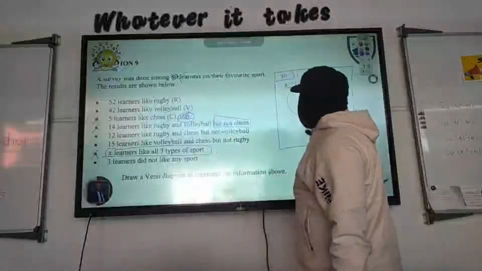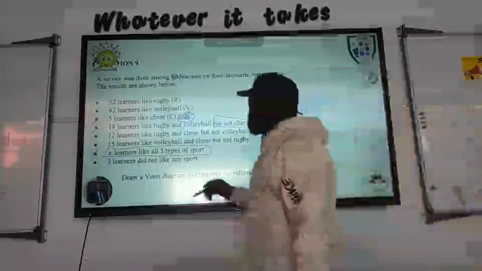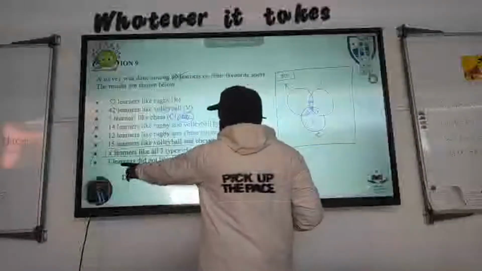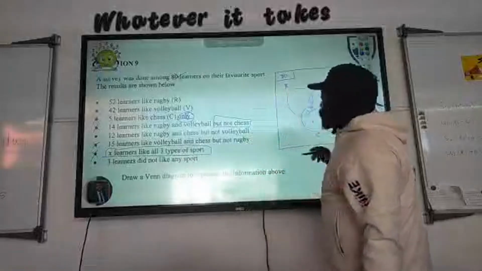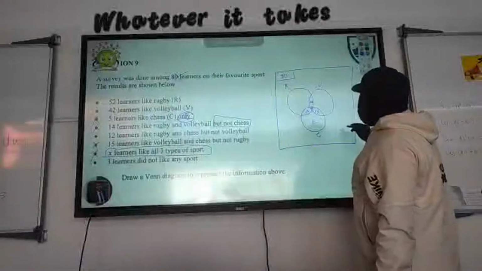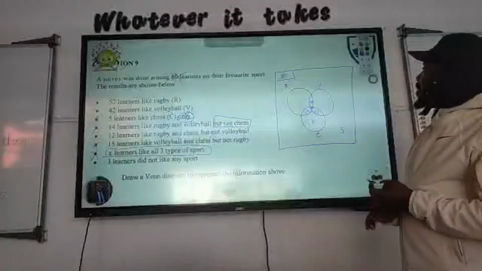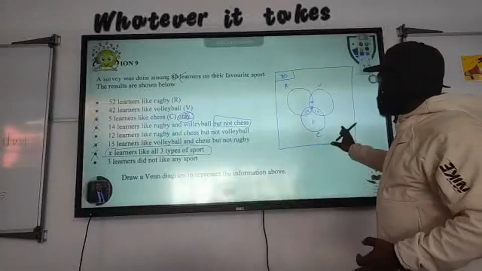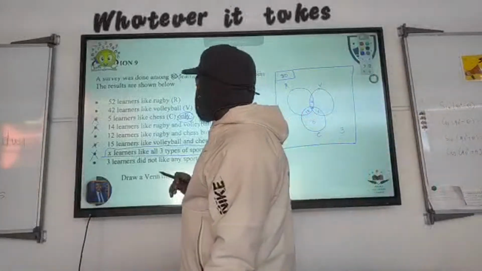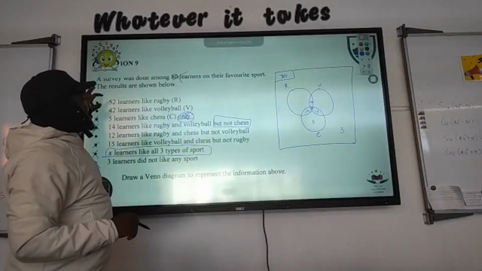Now let's take a look at rugby. This has been accounted for. 3 learners, okay, we forgot about this one. 3 learners did not like any sport. So these ones were not involved in any sport, so they are just going to be outside. They are not playing rugby, they are not playing volleyball, and they are also not playing chess, so we are going to put them outside. So this has been accounted for. We are just left with 2.